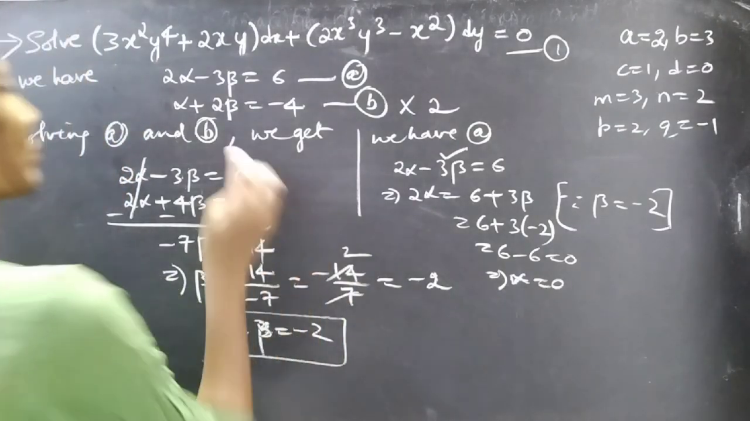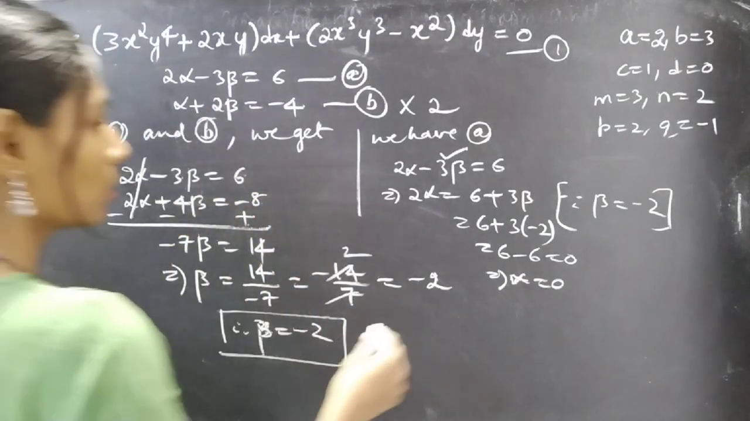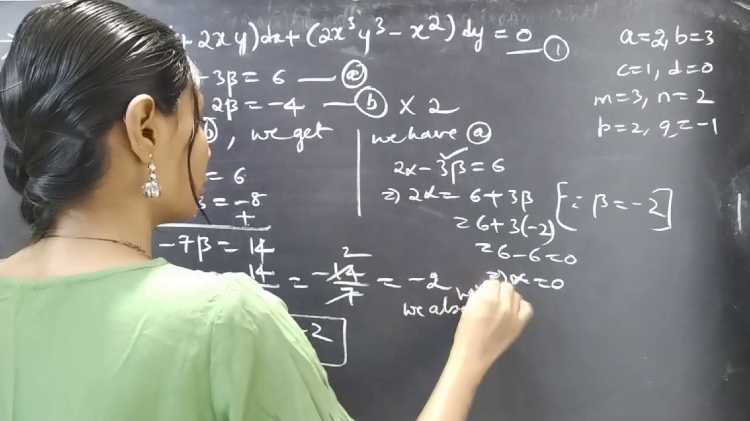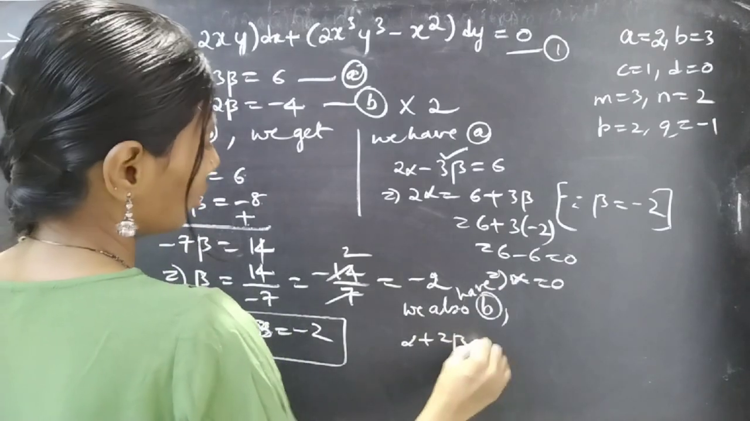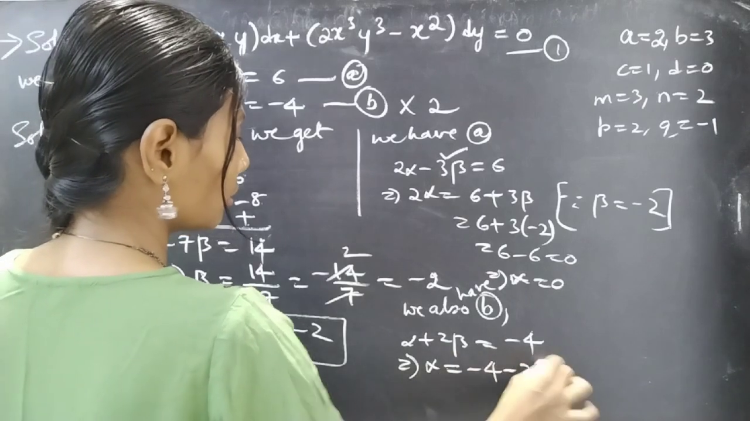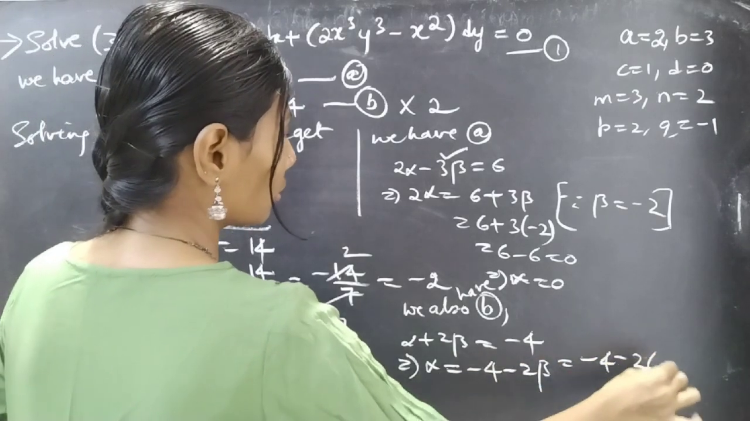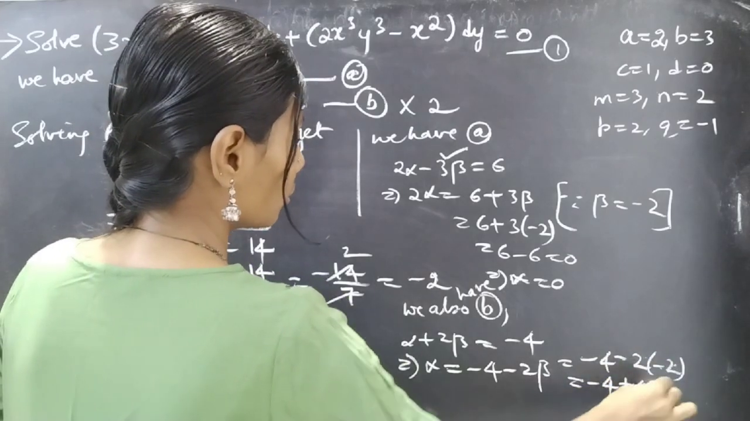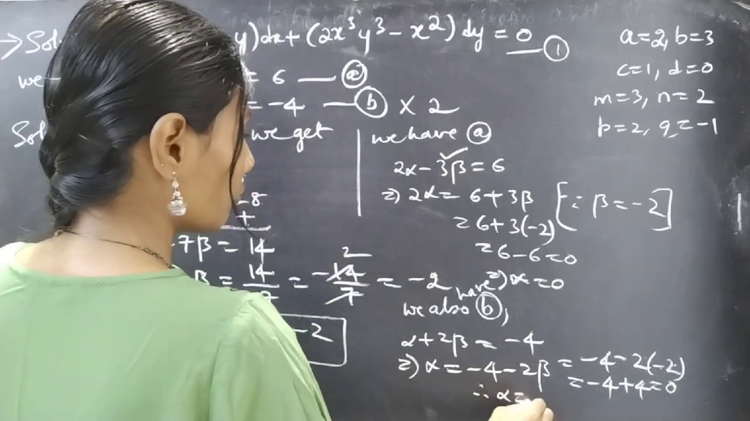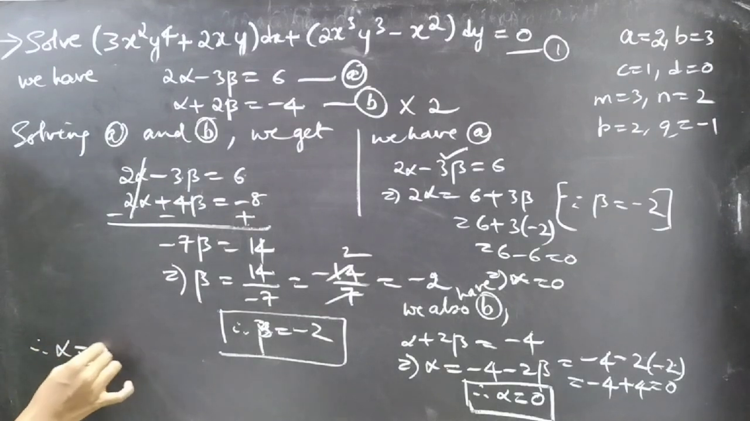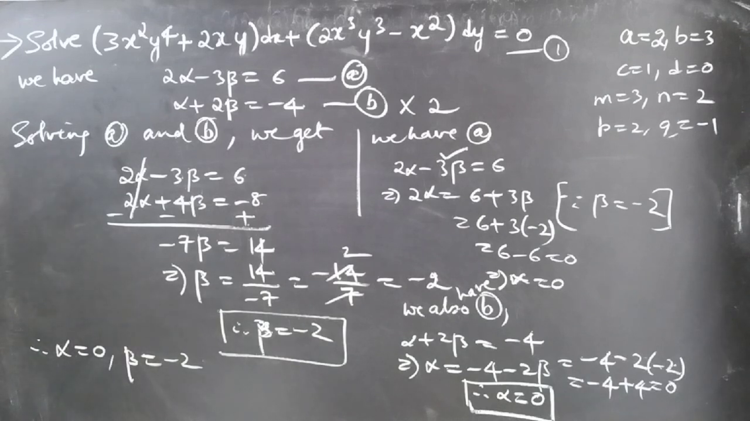Or you can substitute the beta value in equation B. We also have B, which is alpha plus 2 beta equal to minus 4. Then alpha equal to minus 4 minus 2 beta. Now substitute the value of beta here. You'll get minus 4, minus into minus plus 2 2s are 4, which is equal to 0. From this we'll get alpha equal to 0. Therefore the values of alpha and beta are 0 and minus 2. Okay, therefore alpha equal to 0 and beta equal to minus 2.